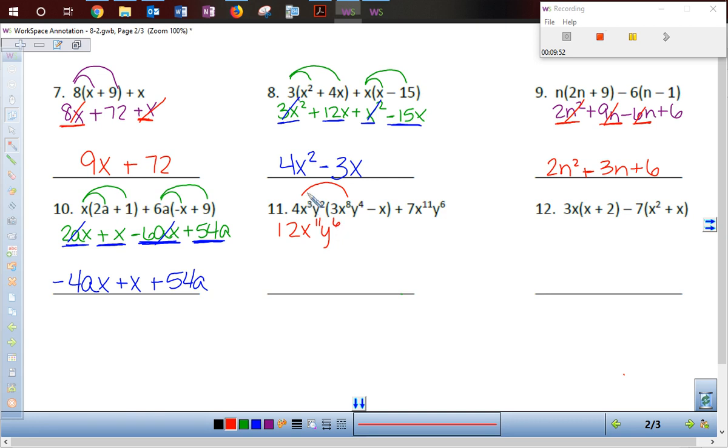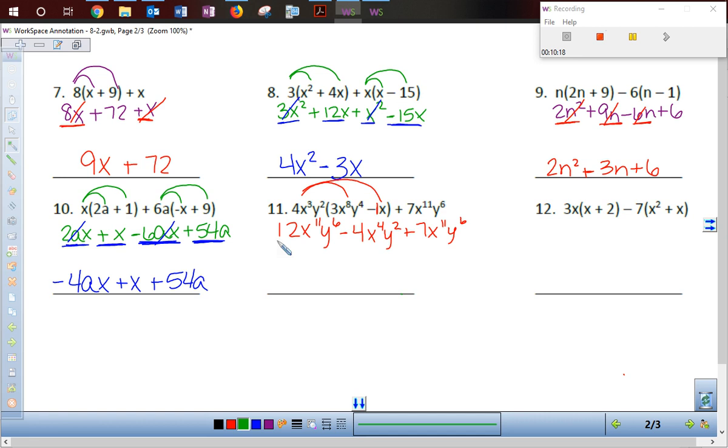Now I'm going to take this 4x cubed y to the 2nd and multiply it by negative x. So 4 times negative 1 gives me a negative 4. X to the third times x gives me x to the fourth, and I can bring down my y squared. Finally, I can drop down this plus 7x to the 11th, y to the 6th, because it's not being multiplied by the original monomial. Now I just need to go through and combine my like terms.